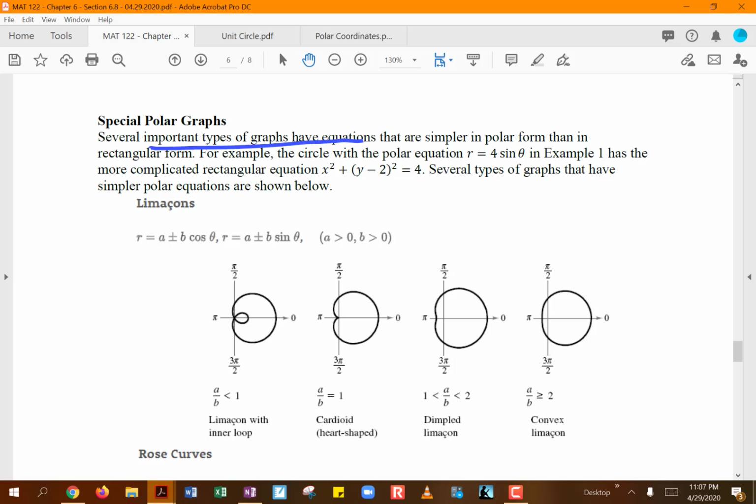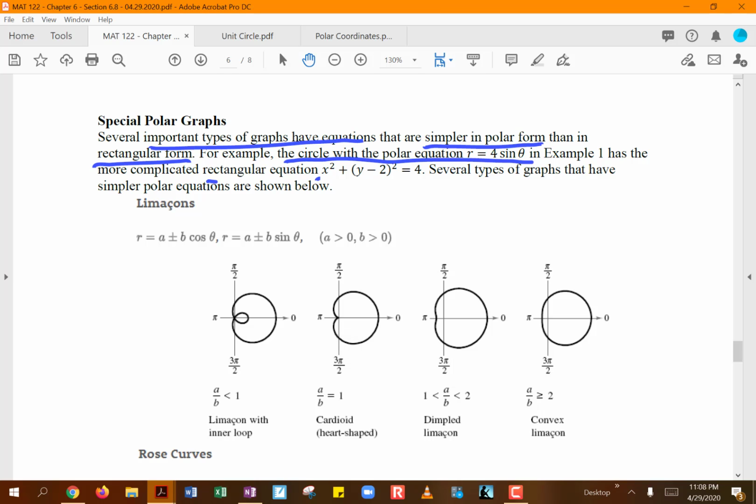So they are saying some important types of graphs have equations that are going to be actually simpler in the polar form than they might be in the rectangular form. Think about a circle that has the polar equation r equals 4 times sine of theta, which is the first example we saw.